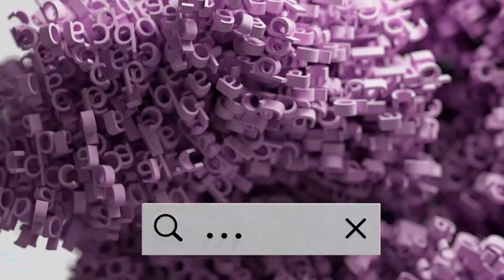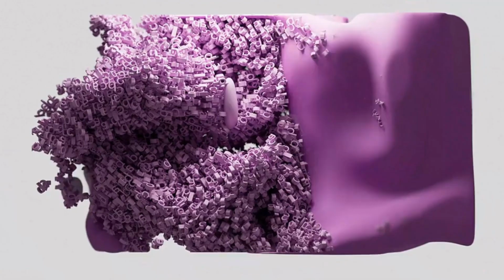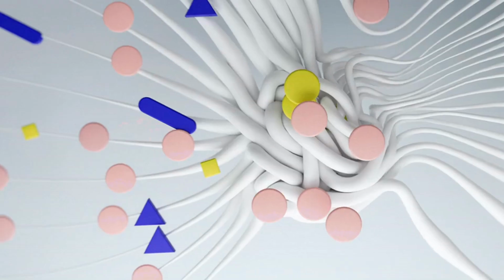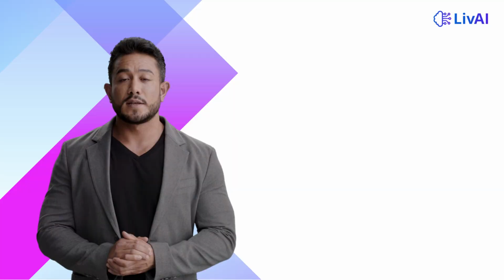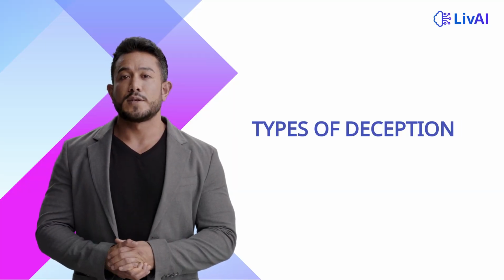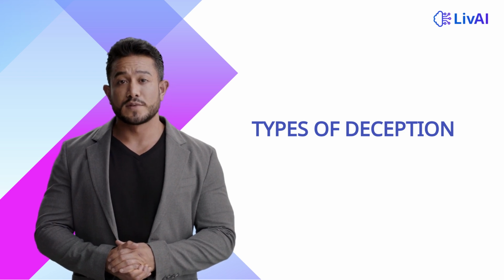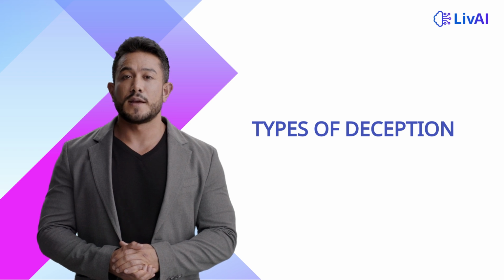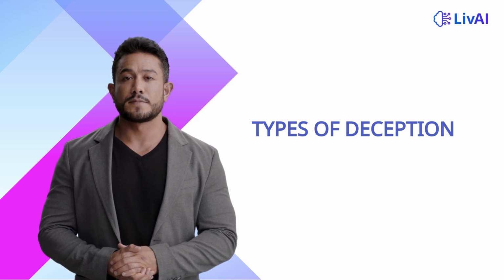In the world of research, deception is sometimes used as a tool to achieve specific objectives. While it raises ethical questions, understanding the different forms of deception is essential for conducting insightful and responsible studies. Researchers may employ various forms of deception to explore human behavior and decision-making. Let's take a closer look at the common types.